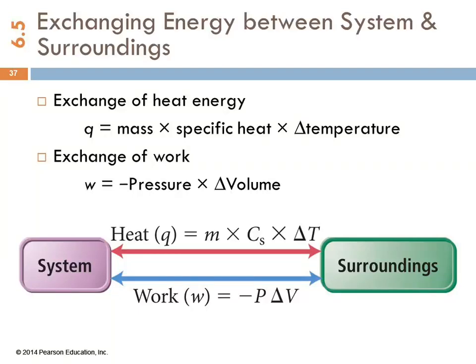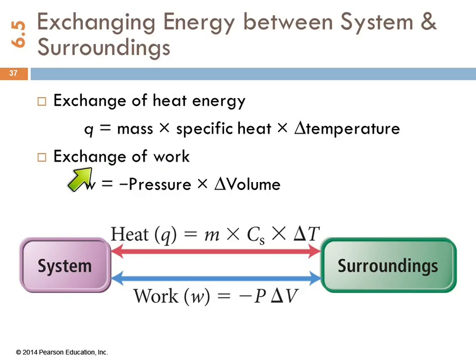Exchanging energy between system and surroundings. So remember, the system can vary. It's whatever you define it as, and the surroundings would be everything around it. So we can have an exchange of heat energy. Heat is the mass times the specific heat times the change in temperature.